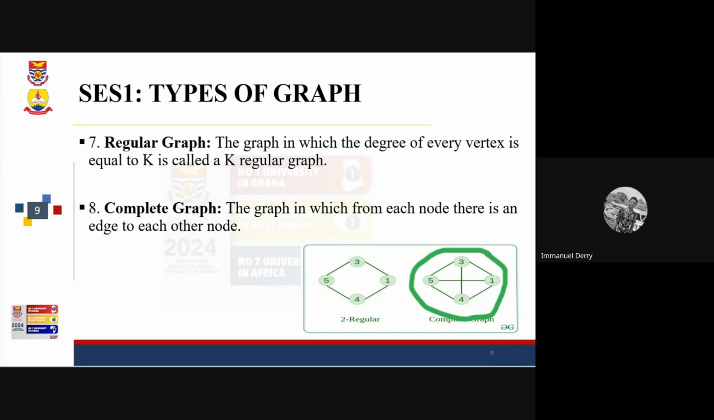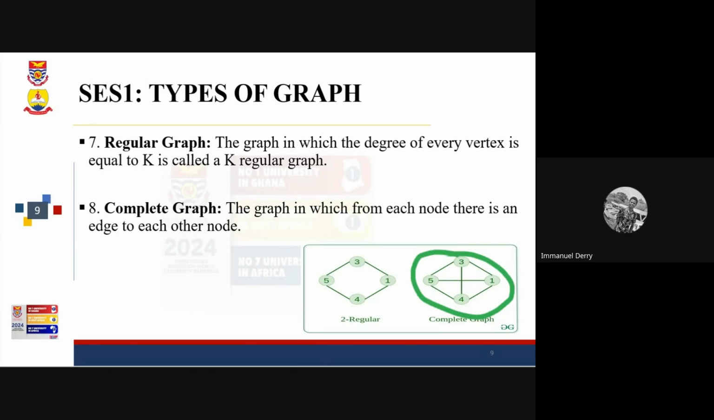Please, are we clear? Yes, sir. So this is a complete graph and then a 3 regular graph, in a sense that when you stand on one of the vertices, you could move to any of the vertices directly without moving through any other ones. This is a connected graph and this is a complete graph.